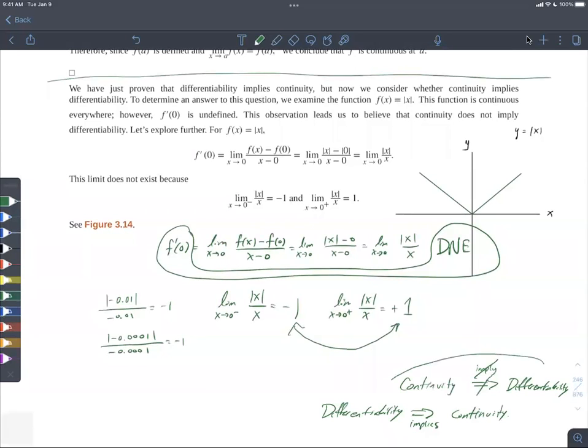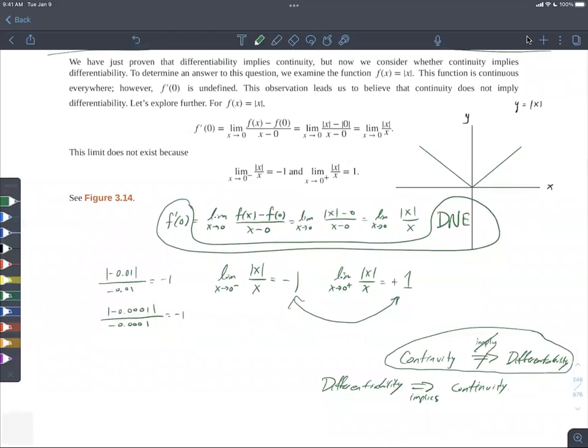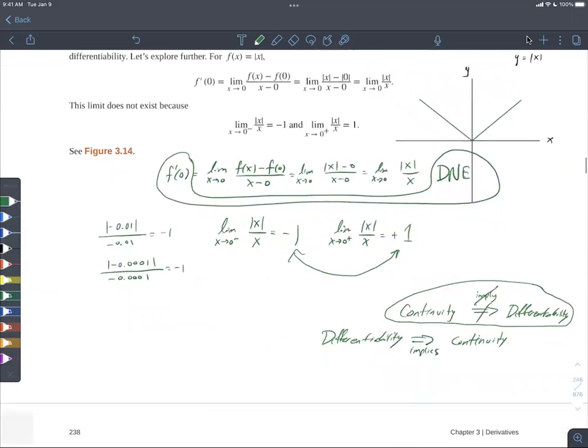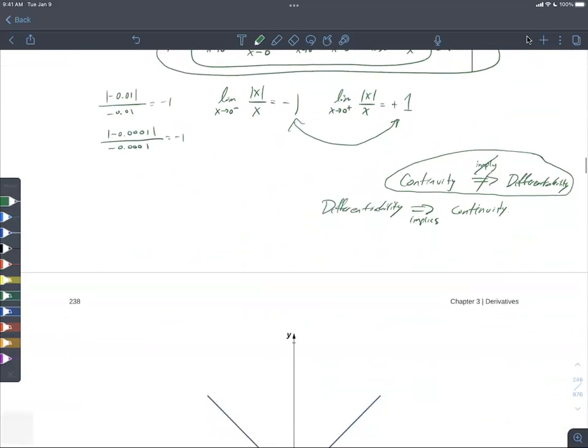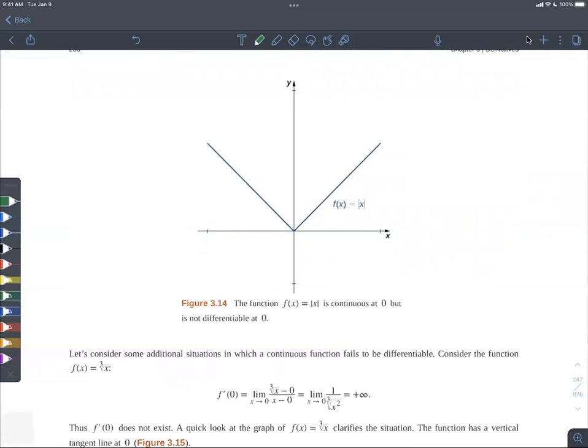So we just showed a counterexample to this. We showed a continuous function, the absolute value of x, that is continuous at x equals 0, but is not differentiable at x equals 0. But Theorem 3.1, we proved that this statement is true, that differentiability implies continuity. Okay, so let's consider some additional situations in which a continuous function fails to be differentiable.